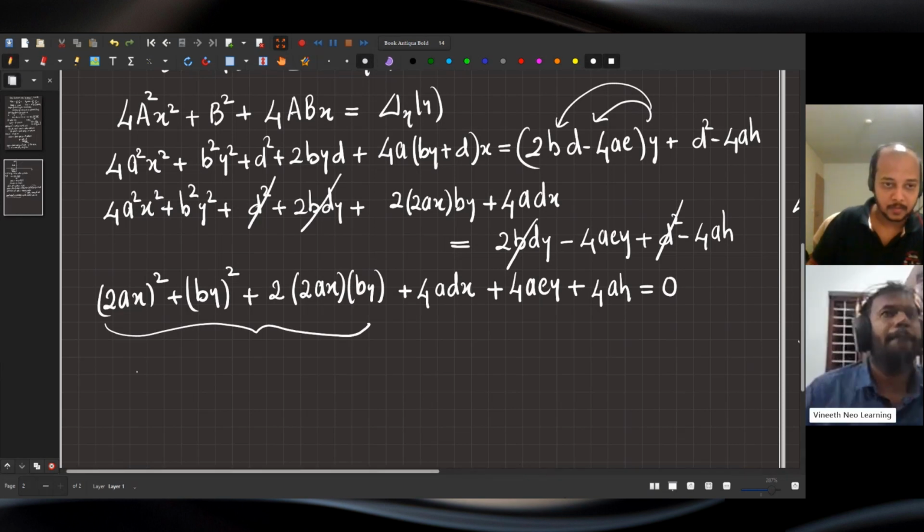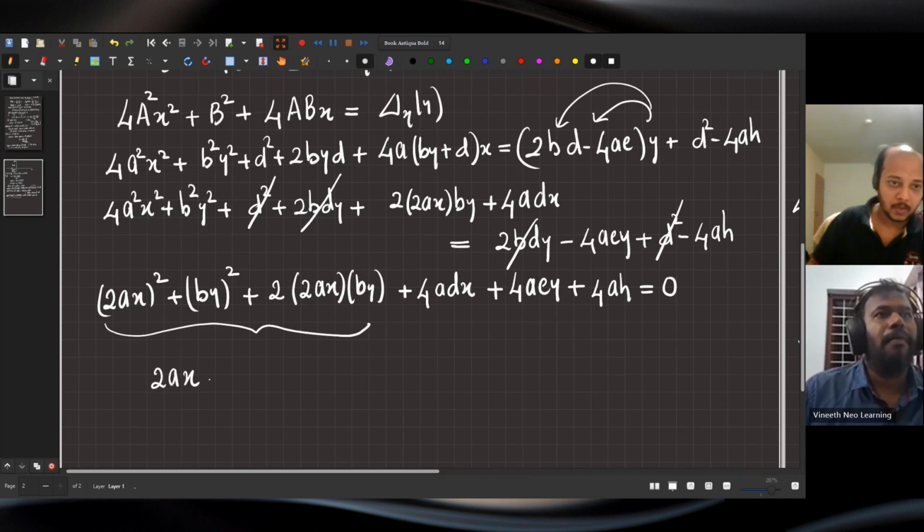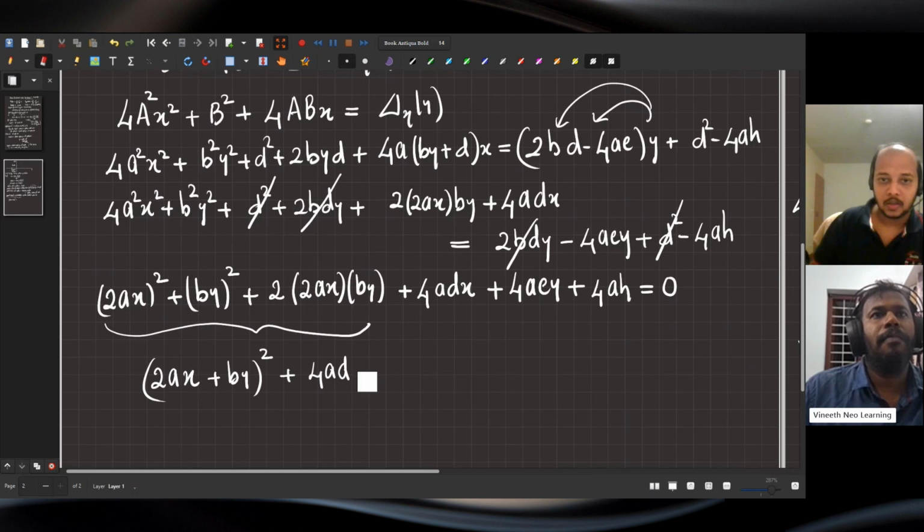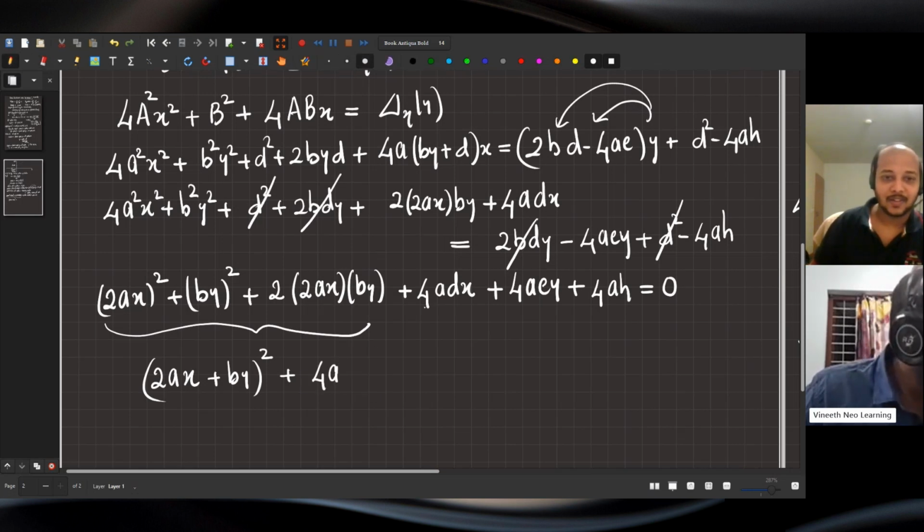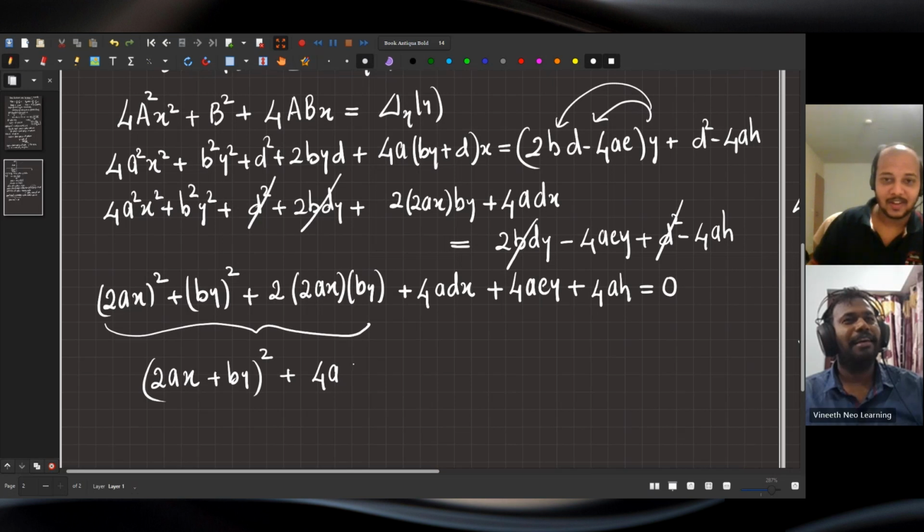Yes, these terms can be combined. So you will get (2ax plus by) the whole squared plus 4, and you can take 4a common. Okay, 4a. That's a very, very good idea. I haven't thought about it, Joe. That's a very interesting idea. You know why? You know why that's a great idea?